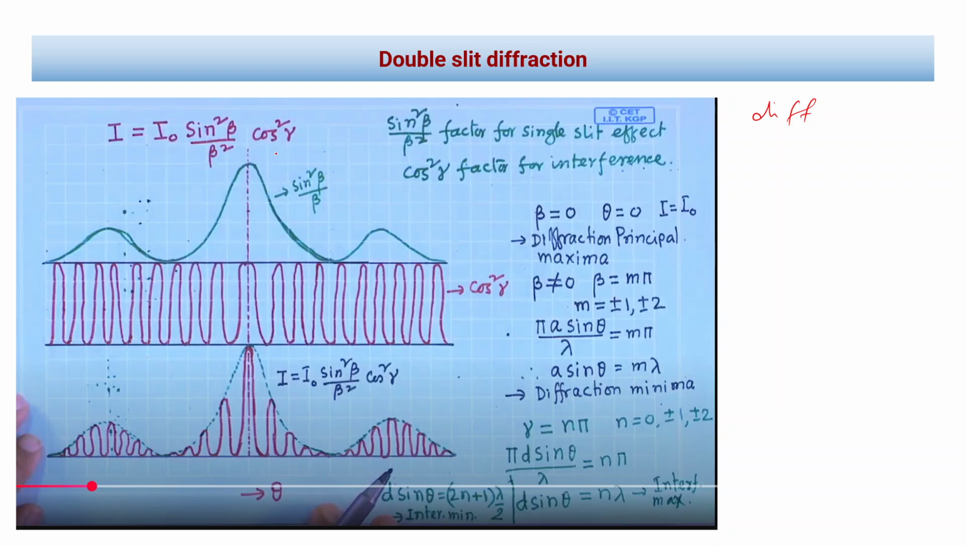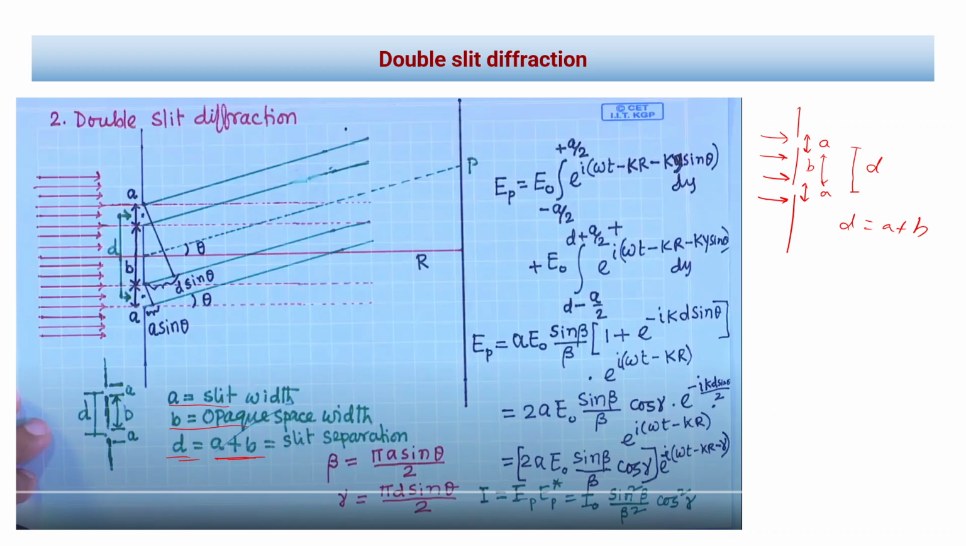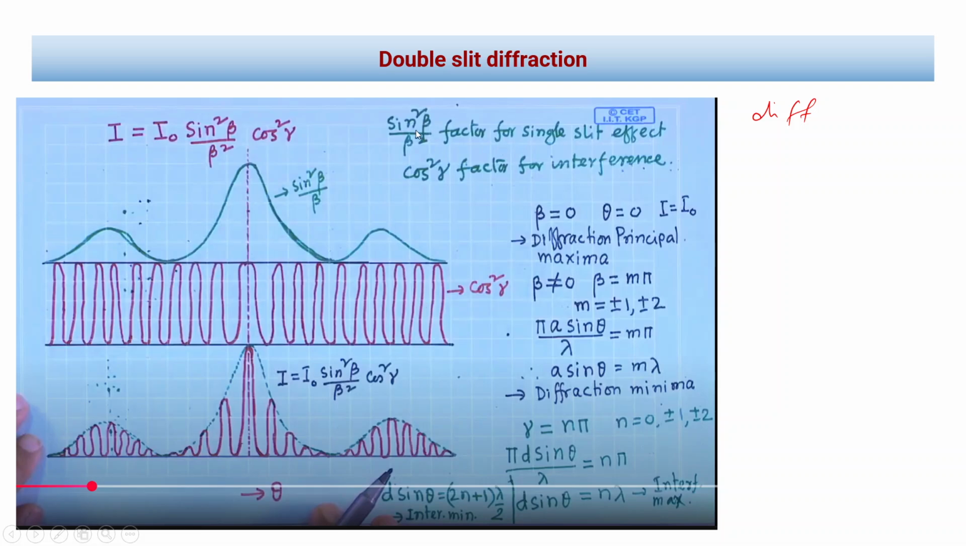This green overlap is the diffraction fringe, and this red one is the interference fringe. So each diffraction pattern has many interference patterns under it. This is the basic outcome of double slit diffraction, and you can understand the derivation from the lecture videos. The sin squared beta by beta squared factor is for the single slit effect, and the cos squared gamma factor is for interference.